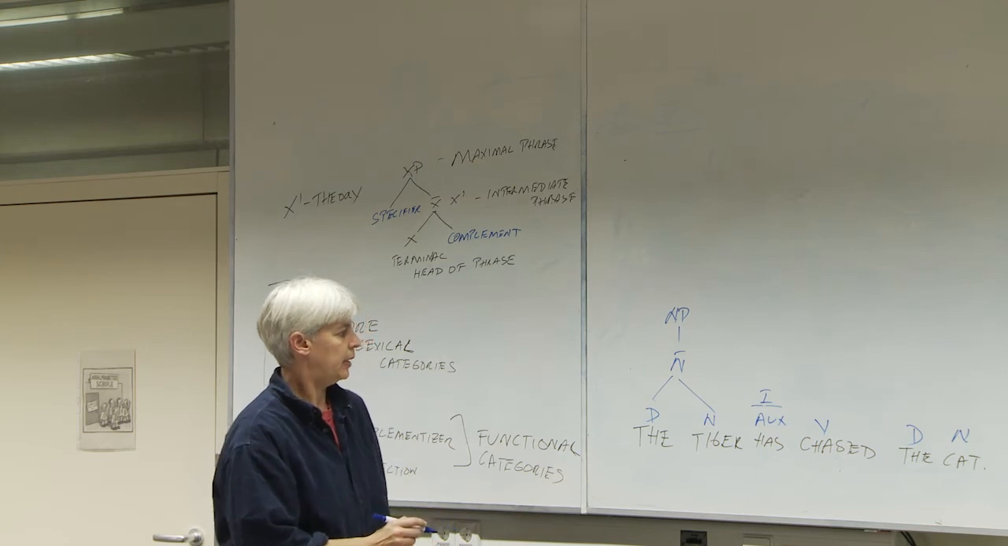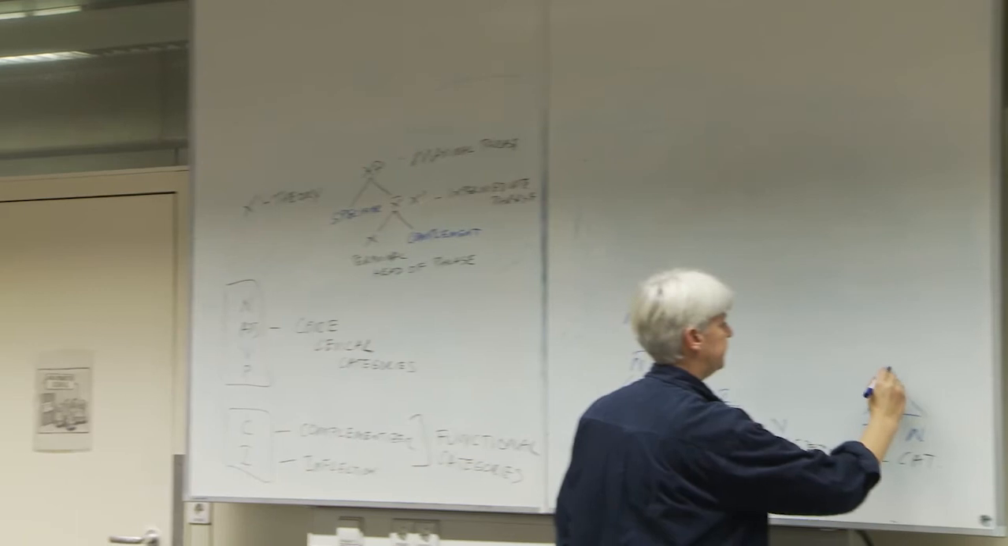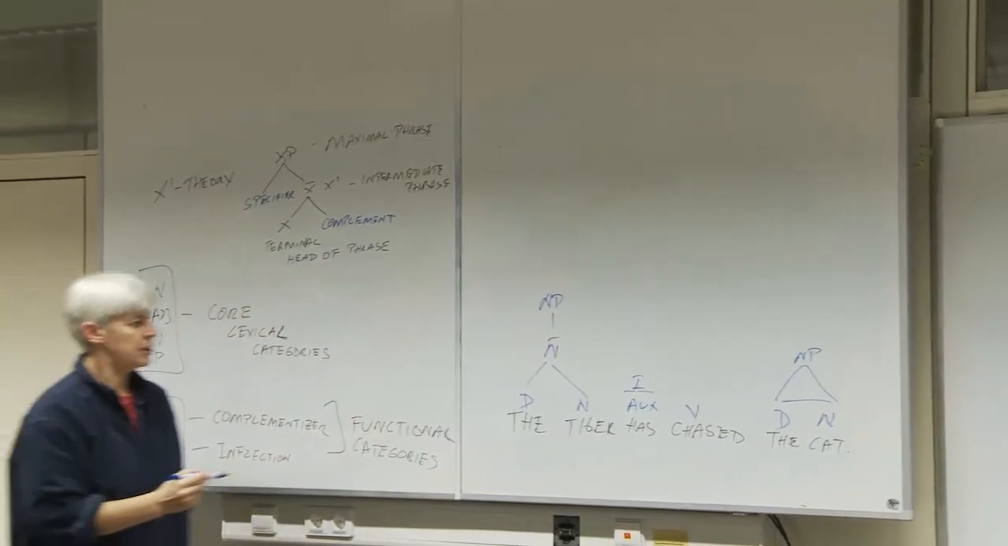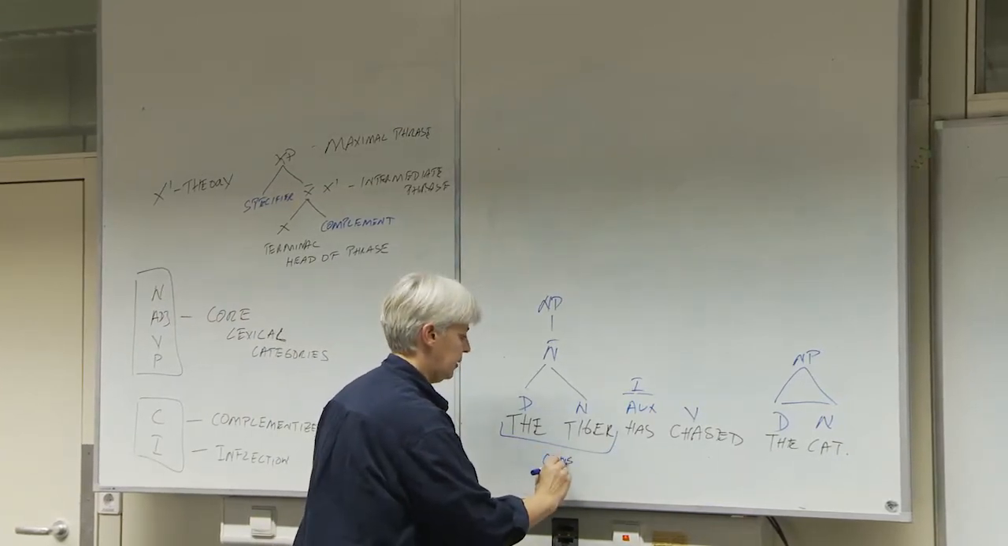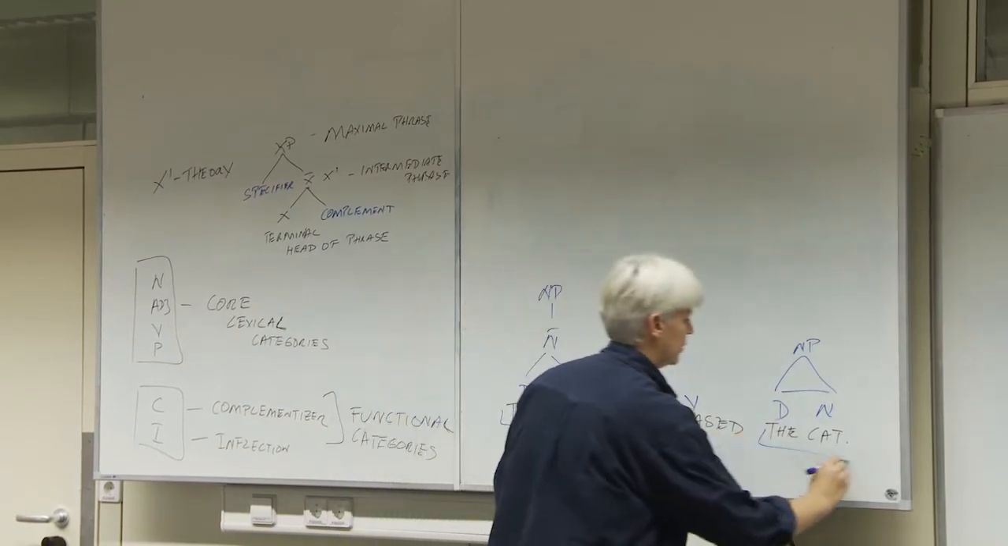Now, how about the rest? So let's do the same for here. Let's call this an NP. One thing you have to respect is constituency, right? This is a constituent. This is a constituent.